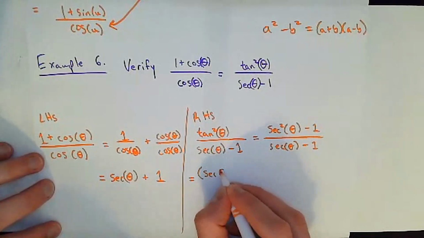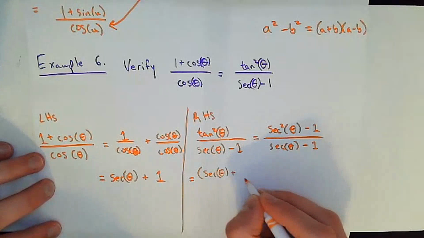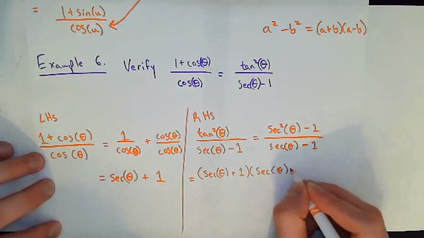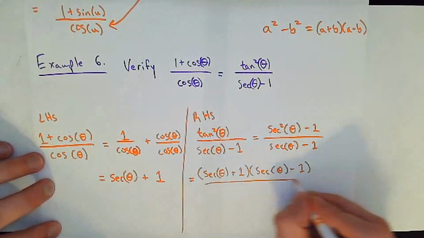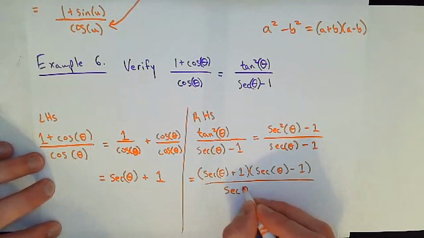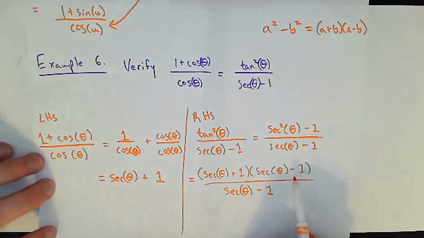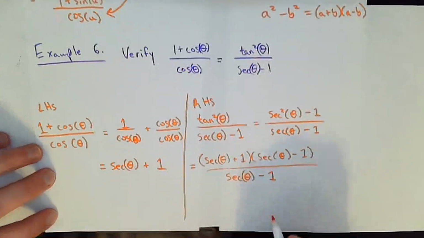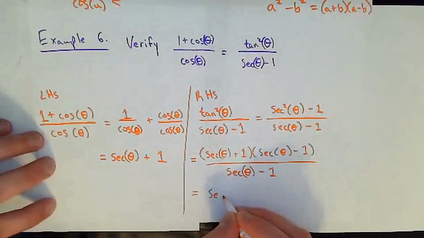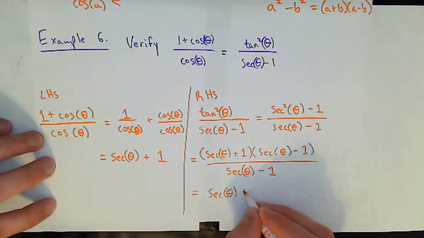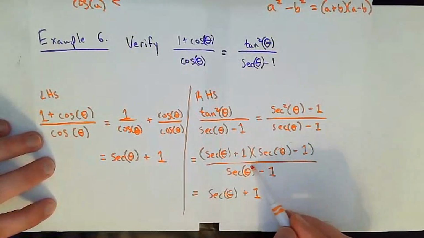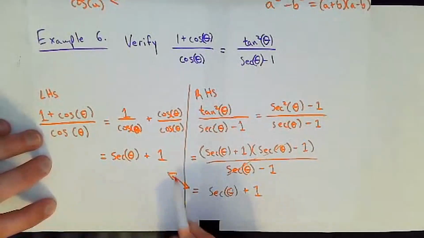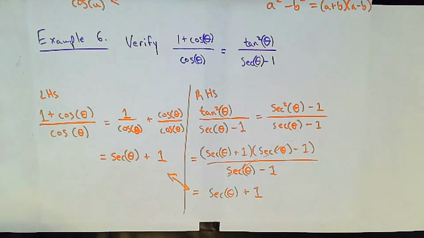So I'm going to have secant of theta plus 1, and then times secant of theta minus 1. And you see why I wanted to do that, right? Because this factor, secant of theta minus 1, is going to cancel with secant of theta minus 1 in the denominator. When those cancel, I'm just left with secant of theta plus 1 because these completely go away. And of course, that's it. Those are equal now.